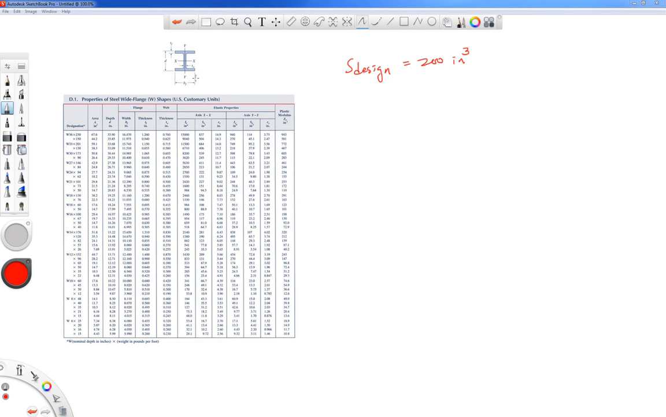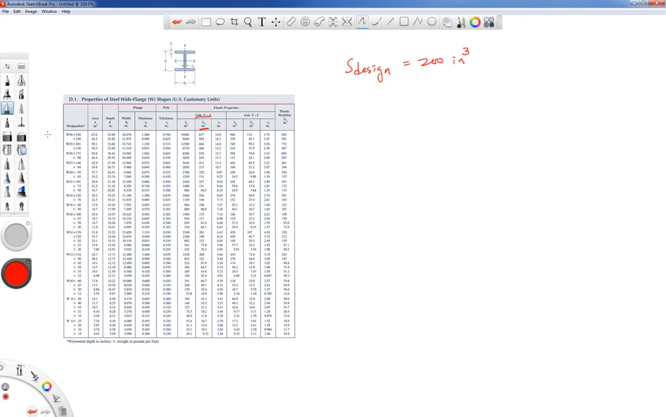Now, if you notice, there's two axes drawn on here, the XX and the YY. The most efficient use of an I-beam is for bending about the XX axis. Sometimes, like in a column application, you may be interested in the YY axis as well. But in this table, we have what are known as a beam designation, and it gives some different geometrical properties. The area, the depth, and then over here, for axis XX, it has the section modulus about the X-axis. I don't know how well you can see that, but it says S sub X. And then here's the one for the Y-axis, S sub Y.